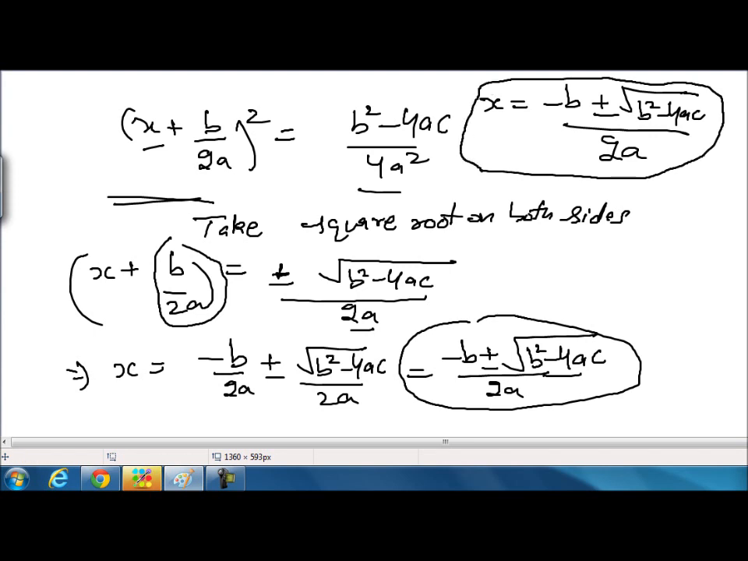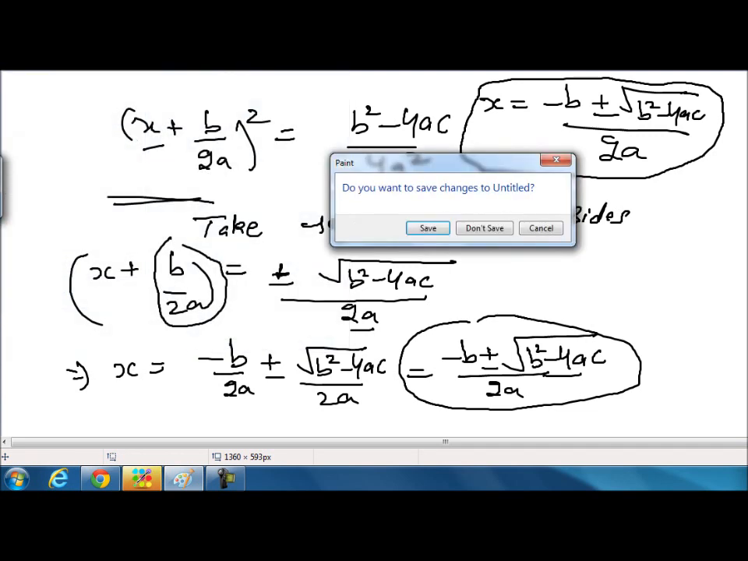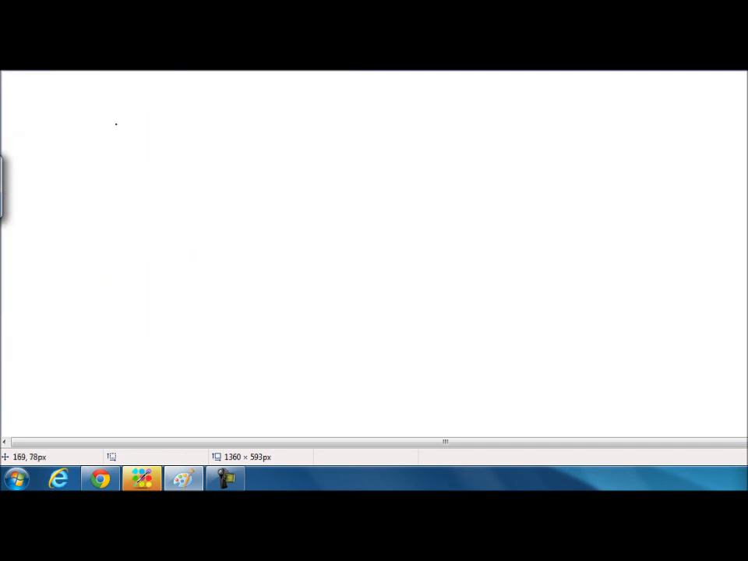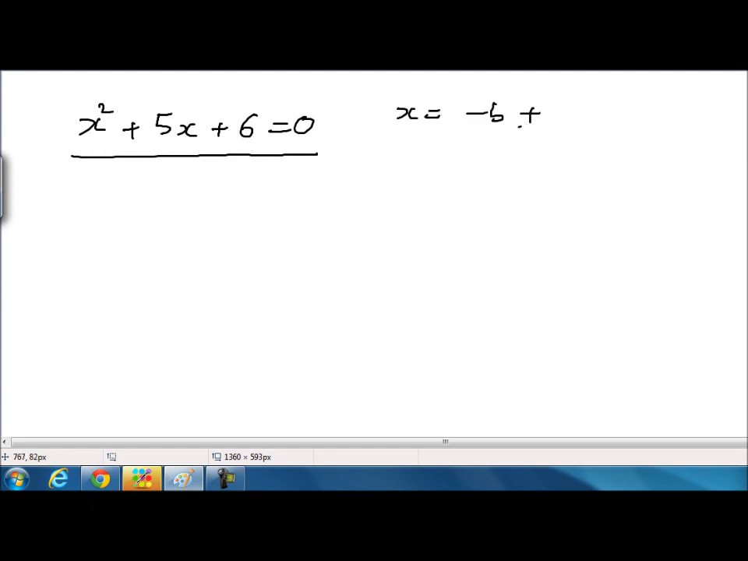Now I'll go through one example. Let's suppose we have an equation of the form x square plus 5x plus 6 is equal to 0, and we want to solve it using the quadratic formula. It's a pretty simple equation. So the quadratic formula is x is equal to minus b plus minus under root of b square minus 4ac divided by 2a.